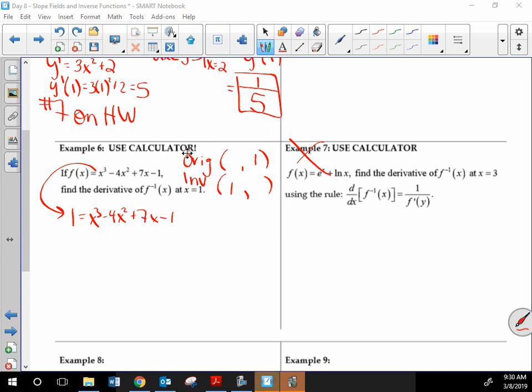Don't do this by hand if you don't have to. It's not going to be easy by hand either. So how can I find this intersection? What do I do on my calculator? Graph them and find what? Intersection. So graph 1, graph this equation, find your intersection.